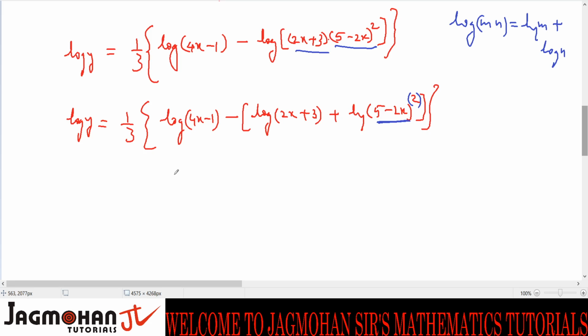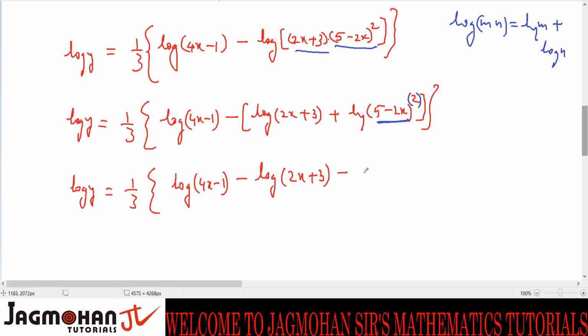So here what we follow is taking log on both sides. A particular expression which has got so many products, division, power, can all be written as sum, difference, coefficient. If you have product, you take log, the product will become sum. If you have division, you take log, it will become difference. If you have power, you take log, the power will become coefficient. So now I open the bracket, it is 2x plus 3 minus 2 times log of 5 minus 2x.